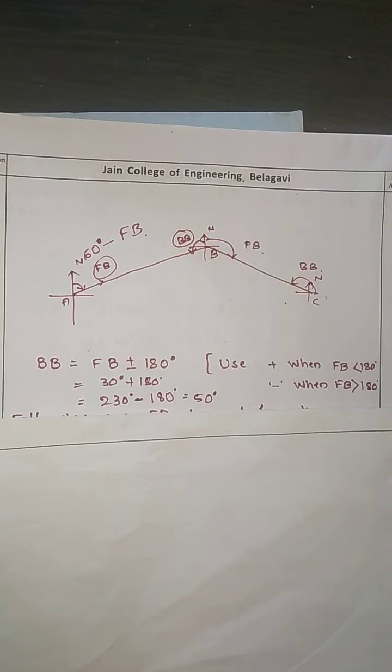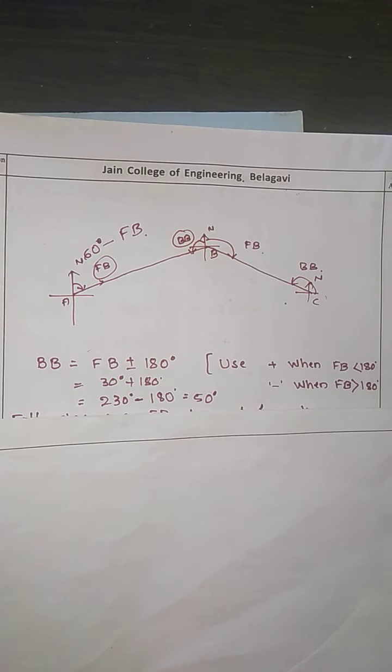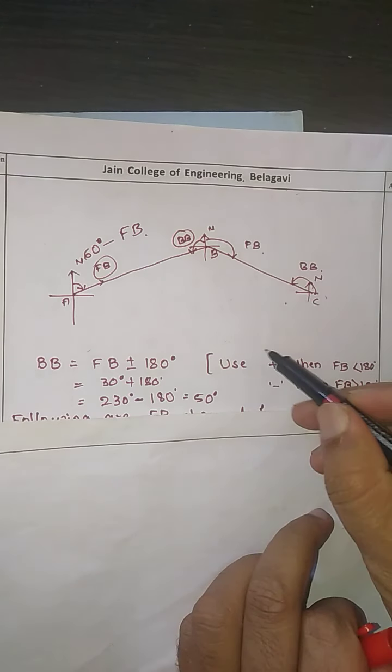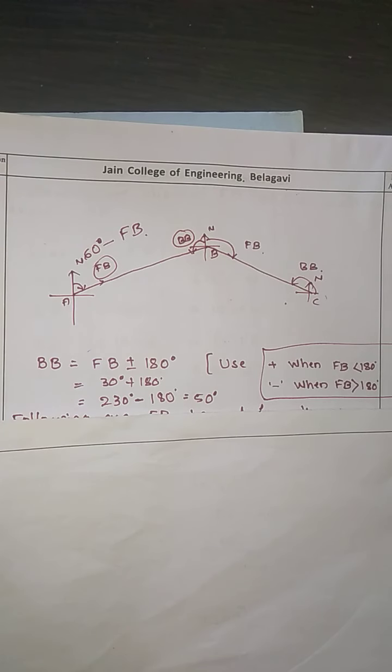If your fore bearing is given, how do you calculate the back bearing? Back bearing can be calculated by using the formula: fore bearing plus or minus 180 degrees. Use plus when the fore bearing is less than 180 degrees. Use minus when the fore bearing is more than 180 degrees. This is very, very important when we are going to solve the problem.